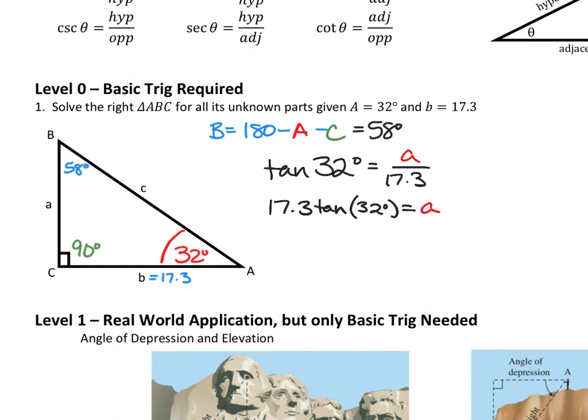So make sure your calculator is in degrees. Then you can do this calculation. On the mode button, the third option is between radian and degrees. Change it to degrees. Highlight degree, press enter, and then you can quit that screen. So 17.3 times the tangent of 32 is A. That means that A is equal to 10.81.